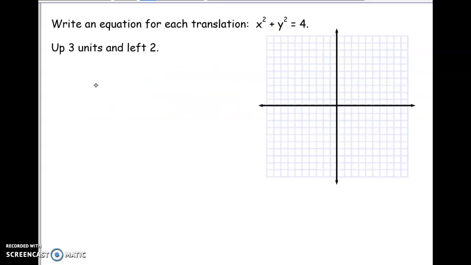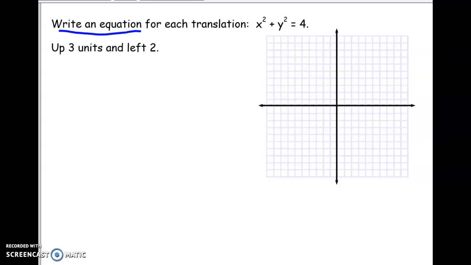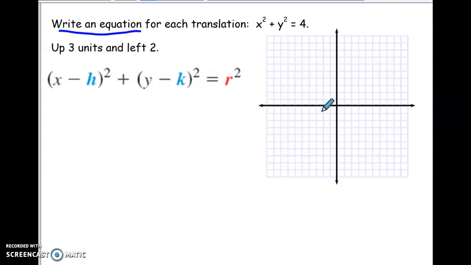Okay, so slightly different style of question. We're still writing the equation, so it's the same formula from the previous screen. Actually, I can go back and grab it real quick for you. And then we just got to translate it. So see if you can figure out, here's your equation again, right? And then if we had to translate it up 3 left 2, what would the equation look like? Okay, and so this is our original one. So if it helps you sketch it out, right?